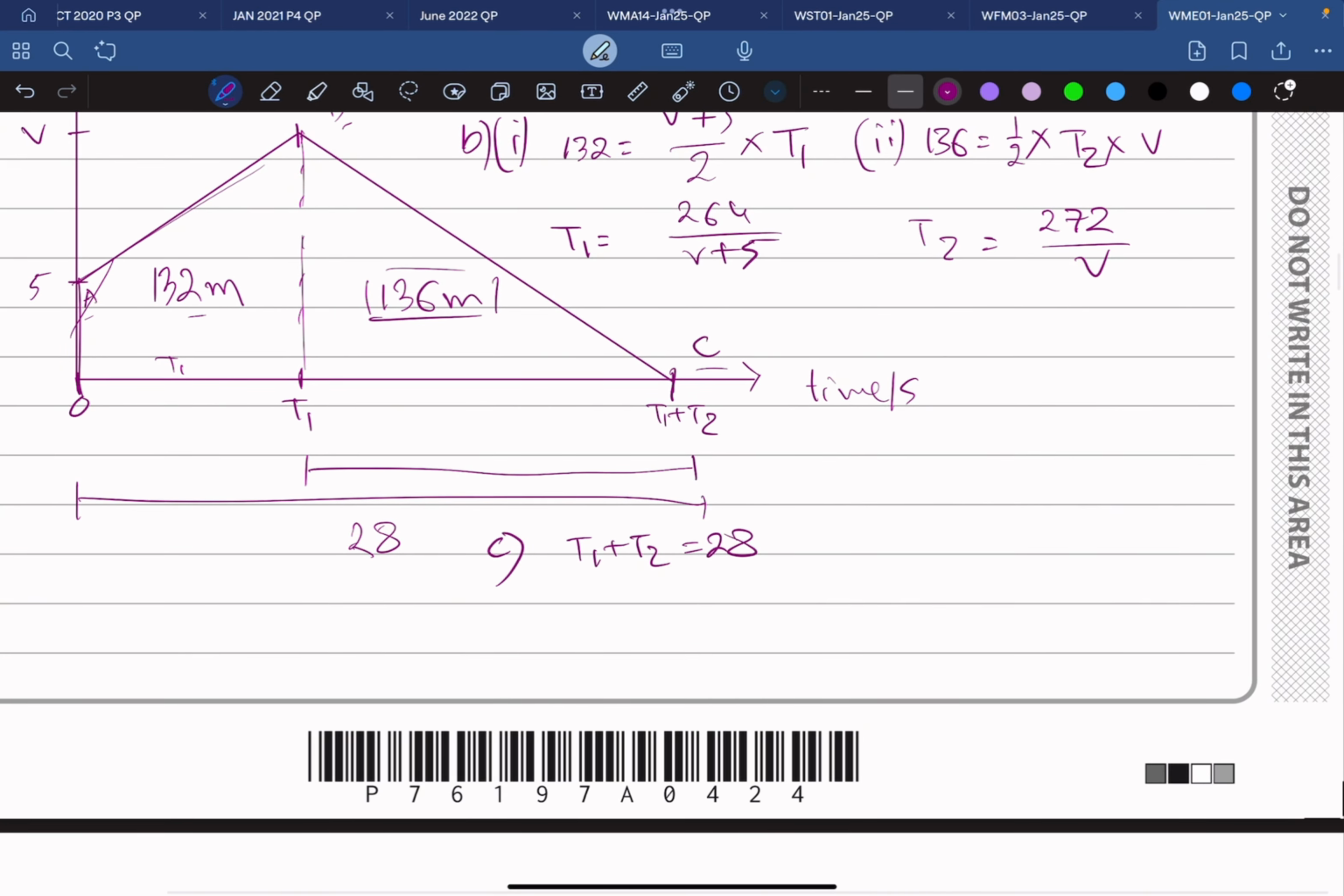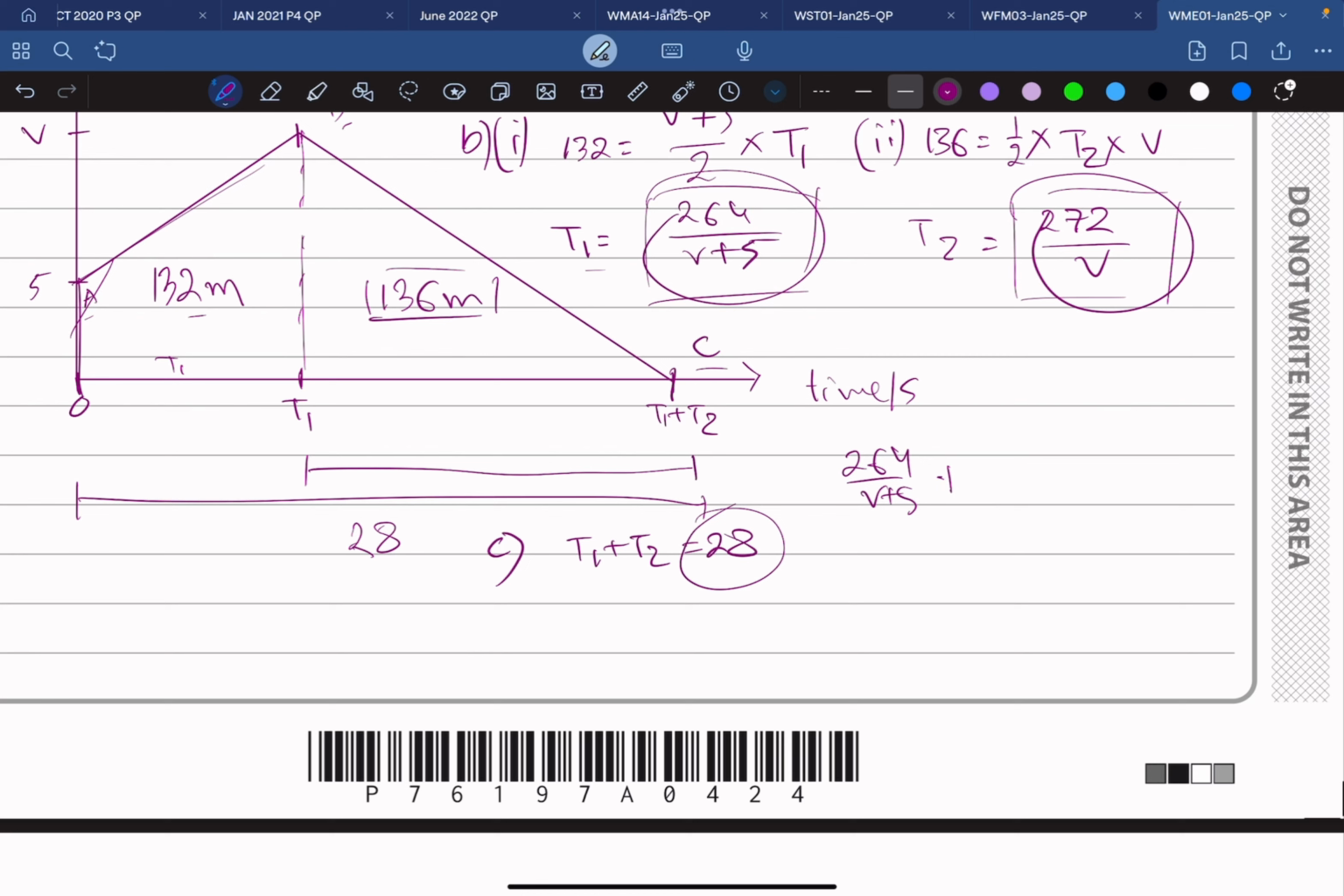I'm really sorry. I didn't see this earlier. So you have this T1 and you have this T2, and adding these two up will give you 28. And then the only variable you'll have in the equation is V, and then you can solve for V. So let's just do that. 264 by V plus 5 plus 272 by V is equal to 28.